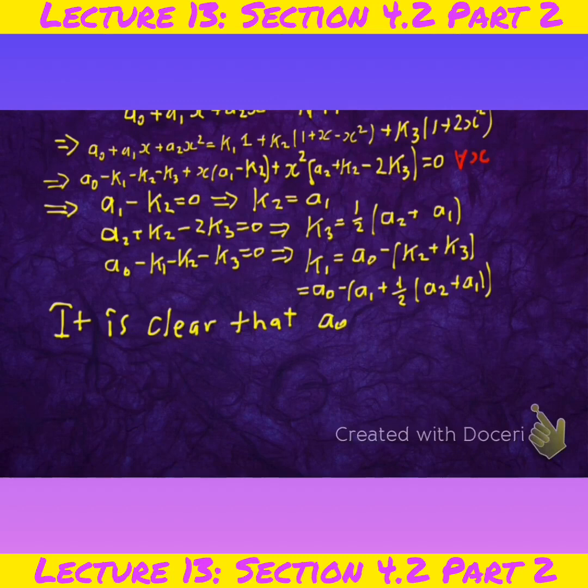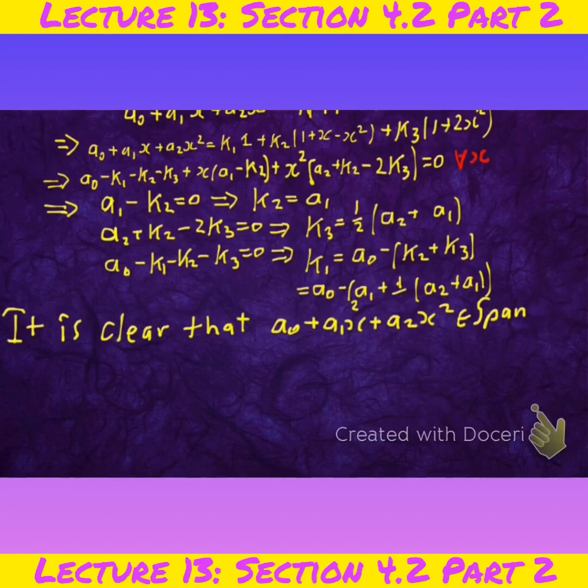It is clear that a0 + a1x + a2x² is in the span of S, which will imply that P2 is equal to the span of S, because I've shown that any chosen vector in P2 is a linear combination of vectors in S.